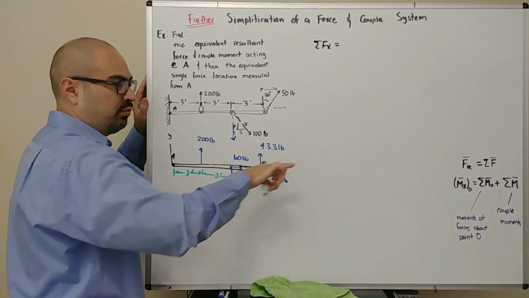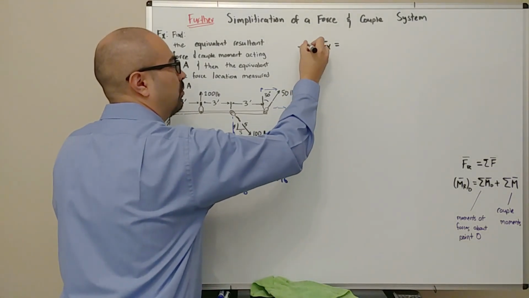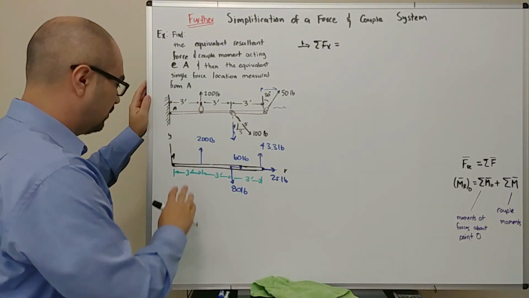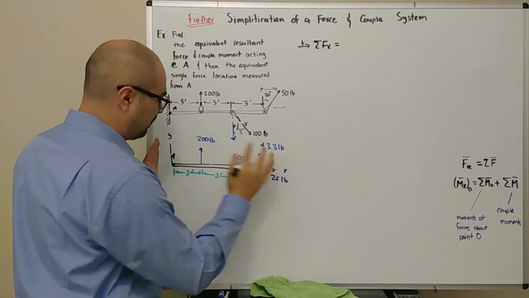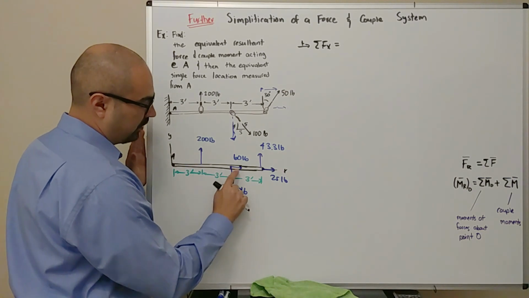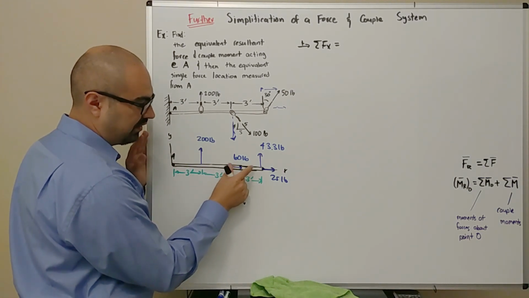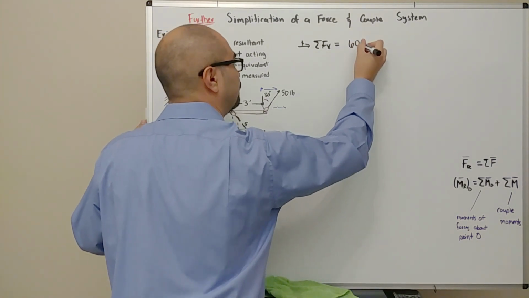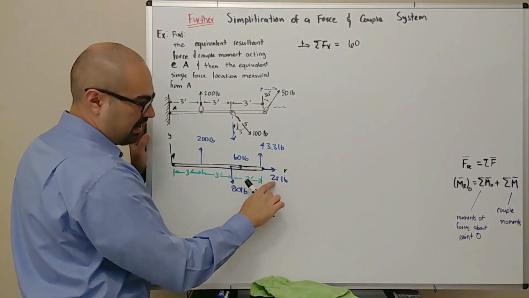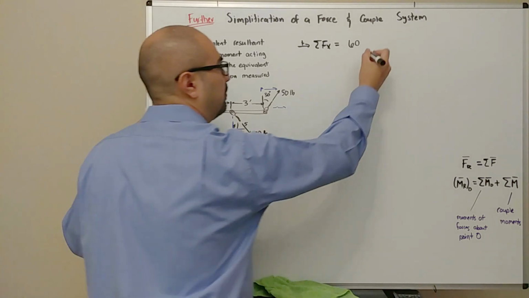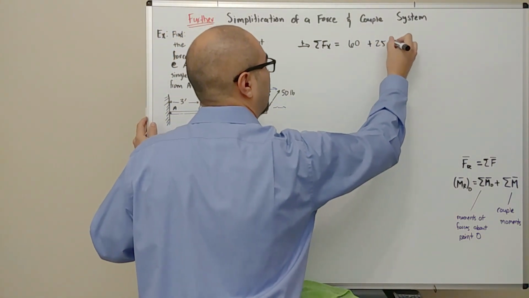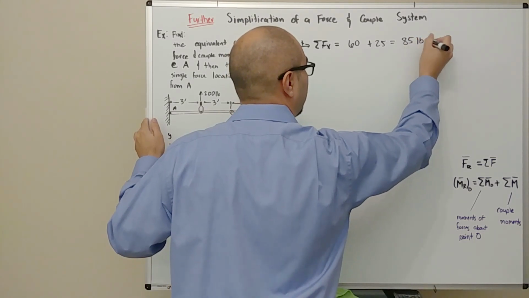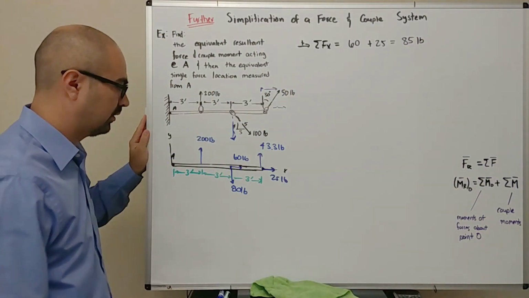Remember, our x-axis points that way, so any force that points over here to your right is going to be a positive force. So again, as I sweep the free body diagram from left to right, the first horizontal force, or force in the x-axis that I have, is this one that is 60 pounds. And then I have this other one over here, which is 25. So 60 plus 25 is 85 pounds in the x-axis.